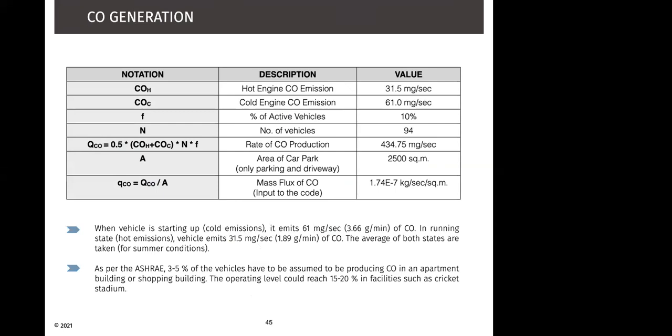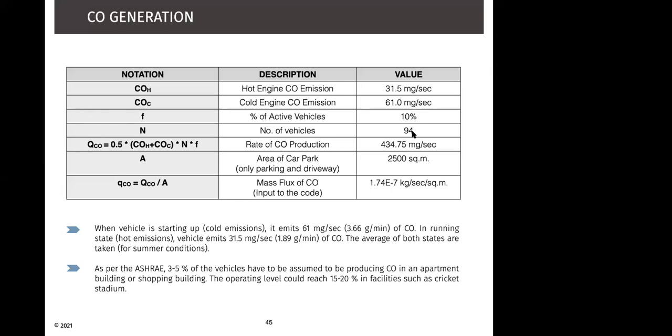Now, the CO generation, this is from ASHRAE and is also there in the ISHRAE handbook. The CO generation considers hot engine emission and cold engine emission. So we take an average of both, and we take 10% active cars. Now, for a space which has a lot of car movement, say for a cricket stadium or other facilities like that, we can take an operating level of 15 to 20%. But for a general commercial space, we take about 10% active cars.